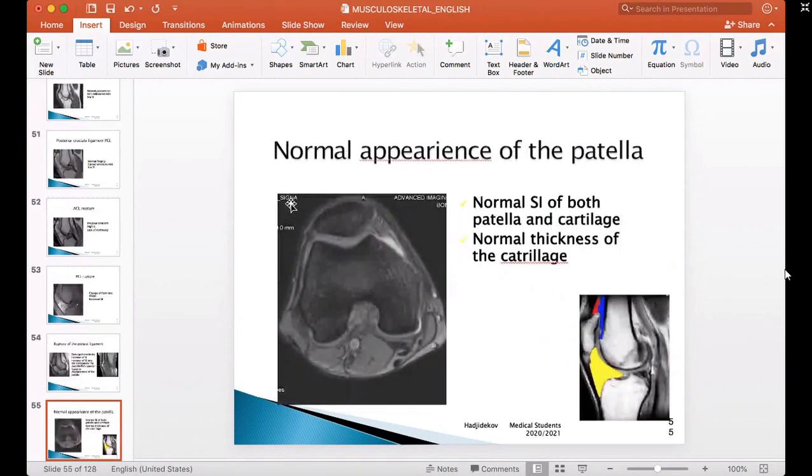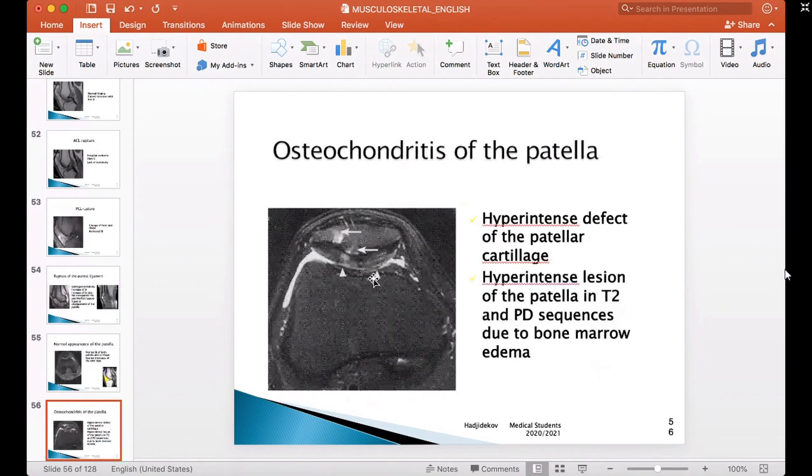This is a normal appearance of the patella in axial slice with a normal signal intensity of both patella and cartilage of the patella, and normal thickness of the cartilage. In osteochondritis of the patella, we will have a hyperintense defect of the patellar cartilage. You can see it here. It's shown with the arrows. And also hyperintense lesions in the patella itself on T2 and PD sequences due to the bone marrow edema.